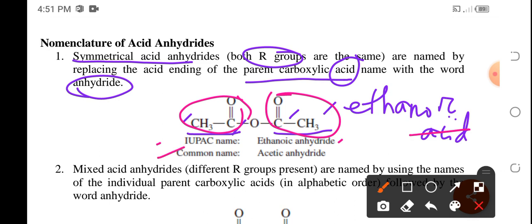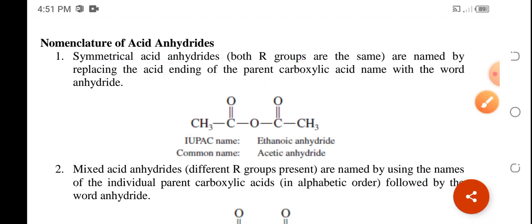The common name, since ethanoic acid has a common name of acetic acid, we drop the acid name and add anhydride. So therefore, this acid anhydride will have a common name of acetic anhydride.